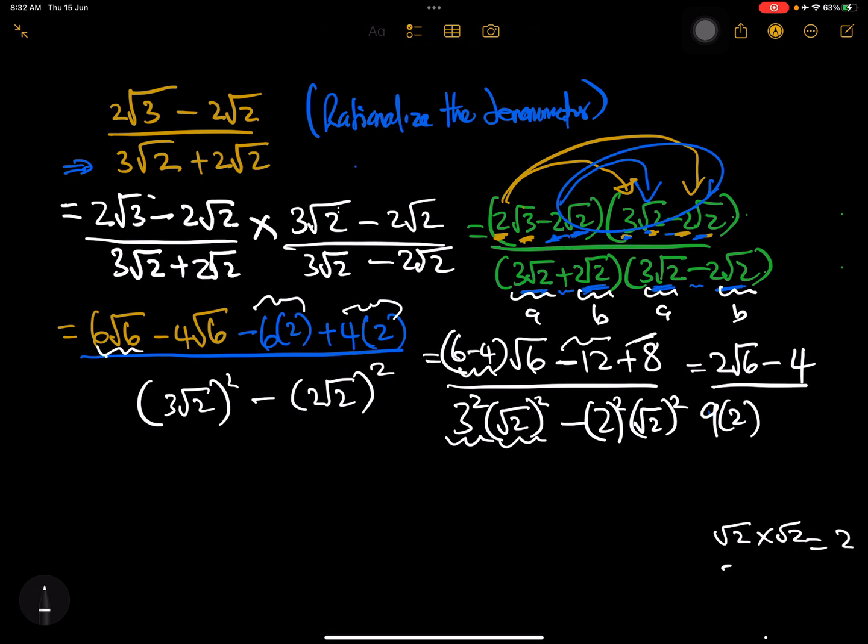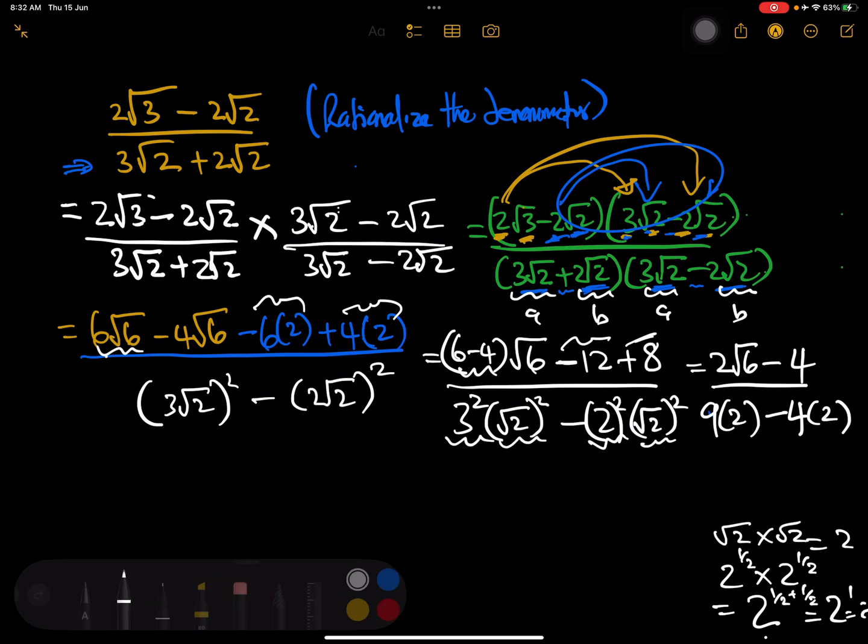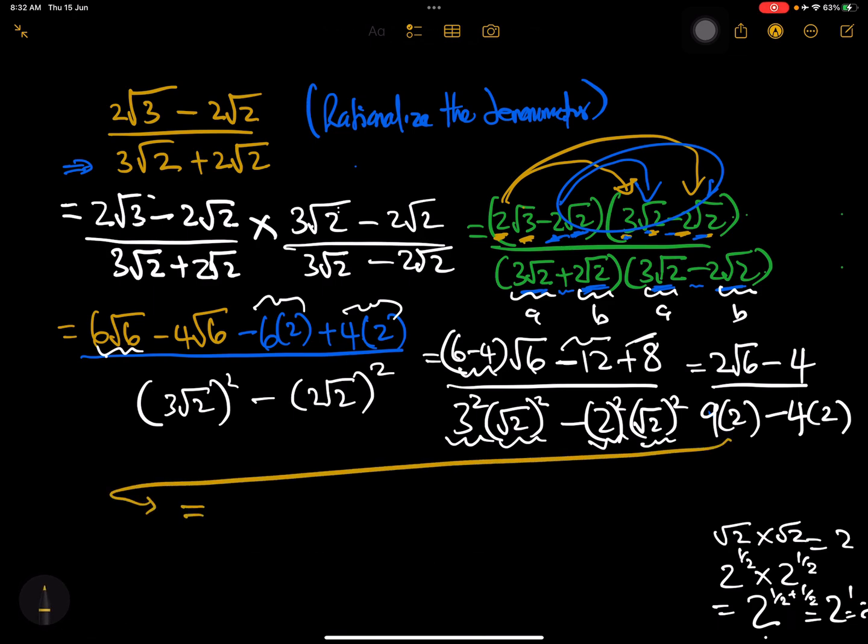And we say just 2. Remember, it's 2 to the power half multiplied by 2 to the power half. And then you are going to get 2 to the power half plus half. And then you get 2 to the power 1, which is 2. So that's where the magic is coming in from. Minus this 2 squared is 4. And this also gives us what? 2.